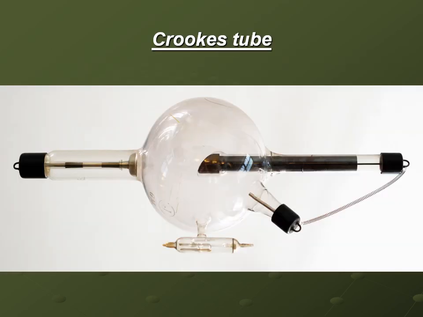Here, we have shown one of the first X-ray tubes. This is the Crookes tube. The difference from the X-ray tube that we have just examined is that there was a cold cathode, and the electrons that participated in the creation of X-ray radiation were formed due to the ionization of the remaining air inside this tube.